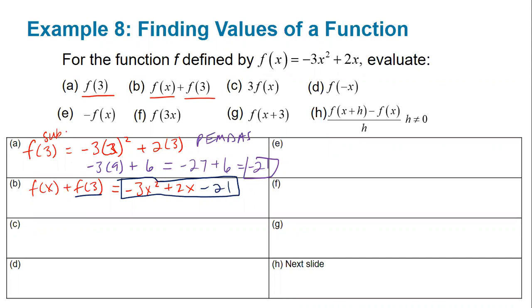My 3 is different, right? This time my 3 is a coefficient. My 3 isn't the value I'm substituting in, it's the value that I'm multiplying everything by, each term by. Does that make sense? So for this one, we have 3 f of x. So this means I have 3 parentheses, negative 3x squared plus 2x, close parenthesis.